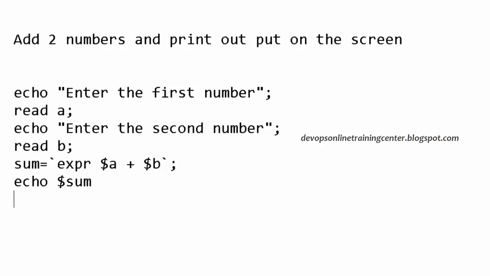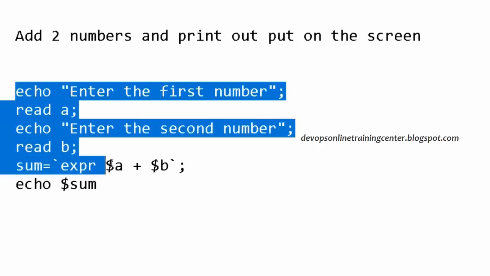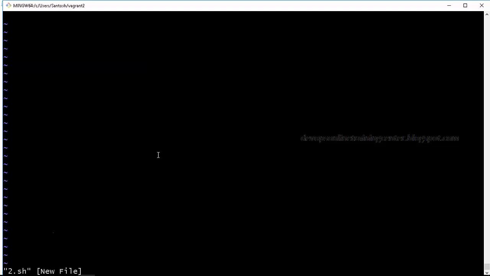We are taking two numbers from the keyboard. Enter the first number, user enters something. Enter the second number, user enters the second number. So that value we are storing inside a variable called A and another variable called B. Now we just want to add the two numbers. Simply we cannot add it. We have to use a command called expression for performing any arithmetic operation. So same thing, we'll try to execute it on the machine and see how it works, right?